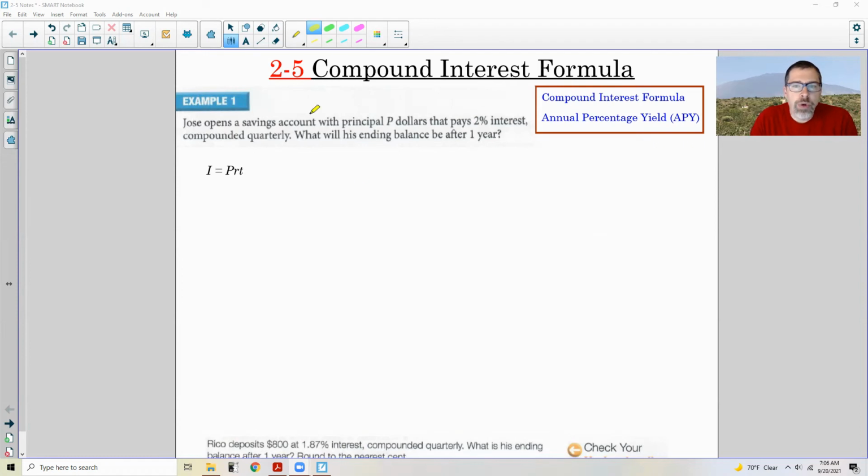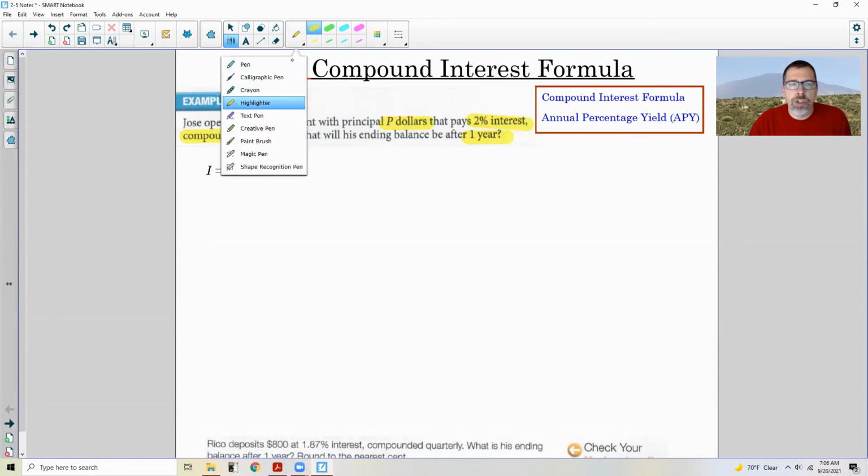But example 1 focuses on the compound interest formula, and it says Jose opens a savings account with a principal P dollars. Okay. Principal P dollars. That pays 2% interest compounded quarterly. What is his ending balance after 1 year?